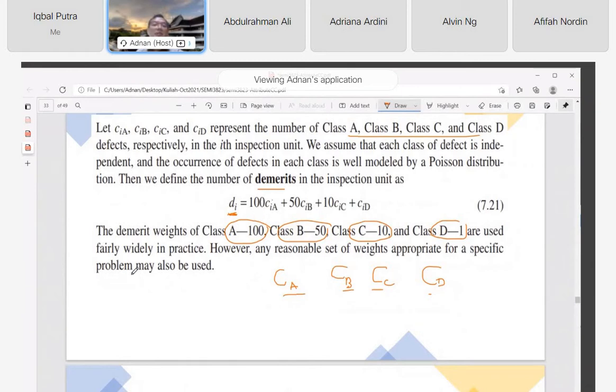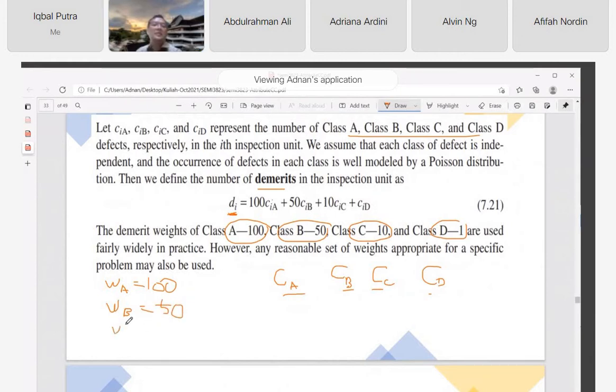Okay, they are using, for example, okay, in this case ni kita kata demerit weight A, so you can say that in this case weightage for A was given 100. Weightage for B is given 50.